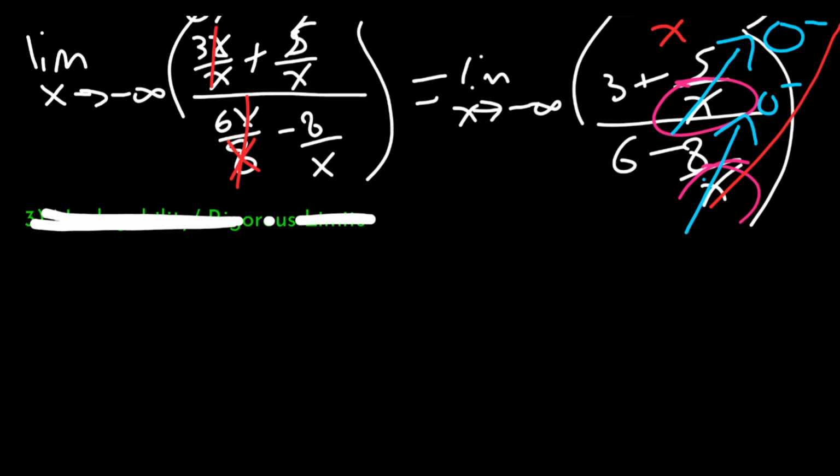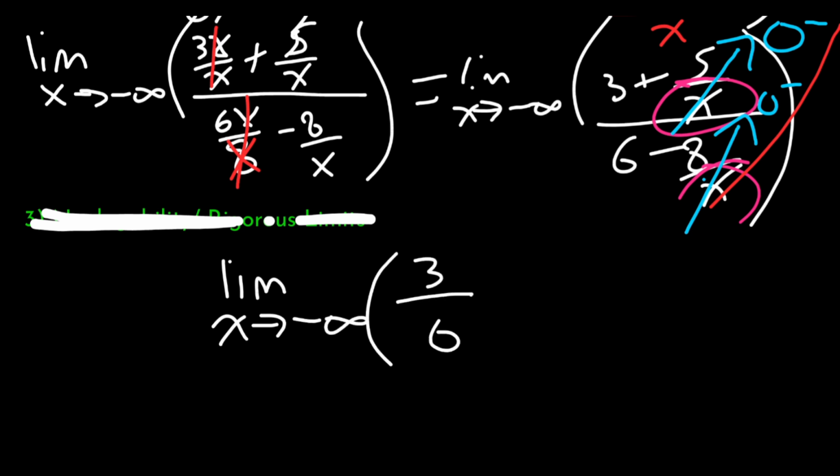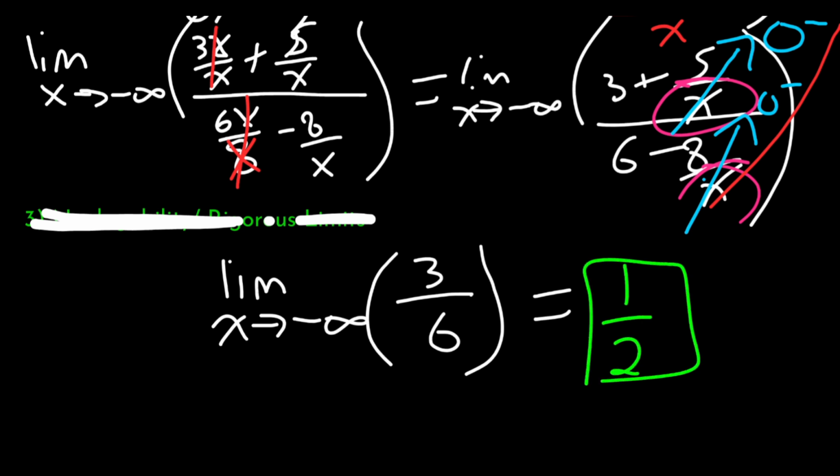It doesn't matter, because these are becoming so small, infinitesimally small, that they're basically 0. So what are we left with? We're left with 3/6. So our same limit as x goes to negative infinity is now solved algebraically, and we're left with 3 over 6, which equals 1/2, and that is our answer. So that's how you evaluate in the limit.